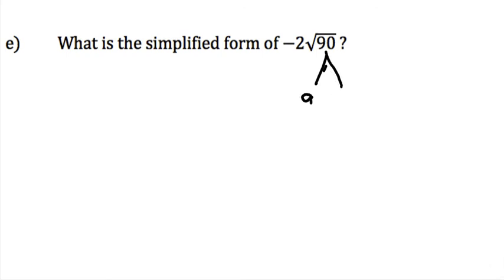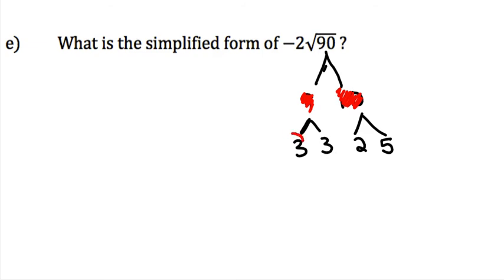So 90, I'm going to use 9 and 10. 9 can be broken down further. That's 3 times 3. I'm going to scribble out the 9 so I'm not tempted to use it later. And 10 can also be broken down into 2 times 5. Now, you don't want to be tempted into using the -2 that's out front here. That doesn't have anything to do with the numbers under the square root. So we're going to ignore that for our factor tree part, but then that will come back into play later.